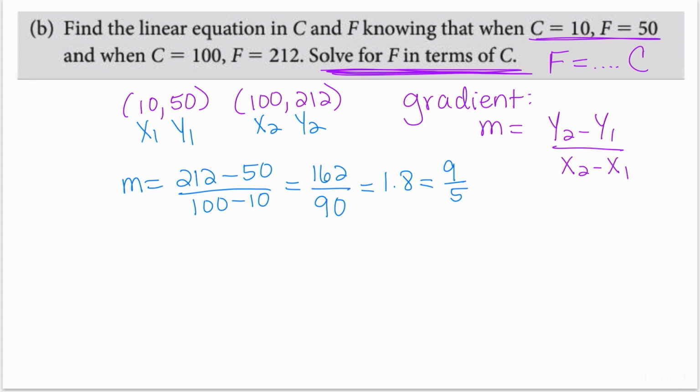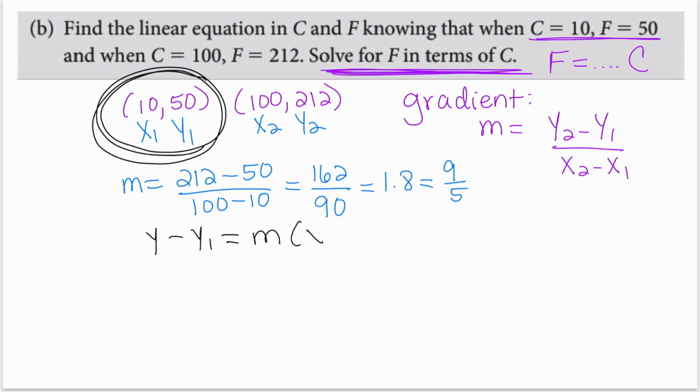One of the things that I can do is still go through point gradient form. So let's go ahead and just do that part. Here, I'm going to pick one of the points to work with. I'd rather work with 10, 50 because it's smaller, although you're going to get exactly the same answer even if you work with the other point. One of the things that we can do to figure out this equation is go through point gradient form. So y minus y1 equals m times x minus x1.